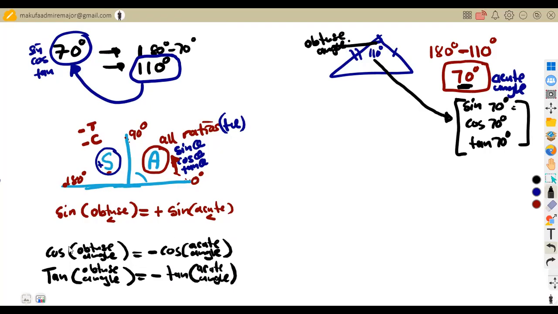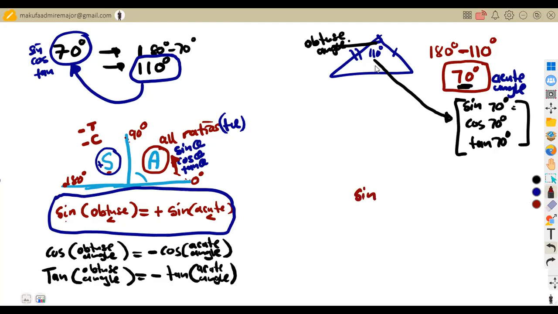This is our obtuse angle, just like this part. And the 70 degrees is the corresponding acute angle. So you simply use this information that I said, that for the obtuse angle, it's only sine that is positive. So it means the sine of 110 degrees, which is our obtuse angle, is equal to the positive sine of the acute angle. And what is the acute angle? The acute angle there, it's 70 degrees. So it simply means you are going to take the value of sine as it is, you multiply with a positive. So it's going to remain as a positive.